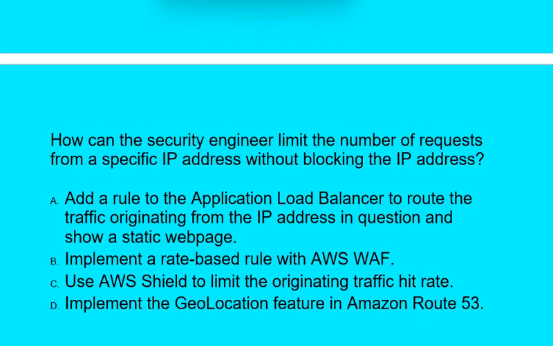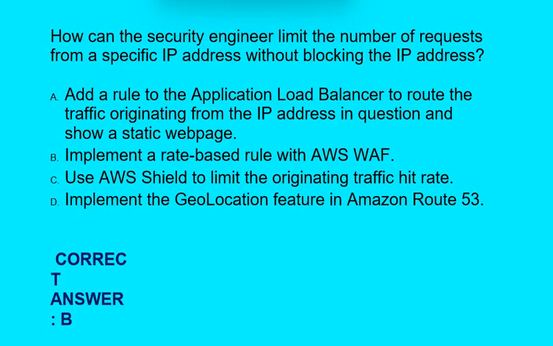Option A: add a rule to the Application Load Balancer to route the traffic originated from the IP address in question and show a static web page. Option B: implement a rate-based rule with the AWS WAF. Option C: use AWS Shield to limit the originating traffic hit rate. Option D: implement the geolocation feature in Amazon Route 53. Correct answer is option B.